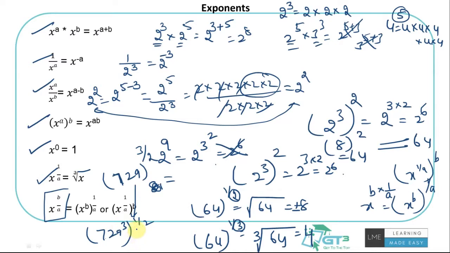Rather, I can do 729 whole power 1 by 2, power 3. The square root of 729 is 27, and 27 power 3 is relatively easy to find out. Still, it's not that easy, I agree. Maybe the numbers could have been slightly easier, but I'm just saying which formula helps better depends on the situation. That's why it's good to know that you can play around with that.